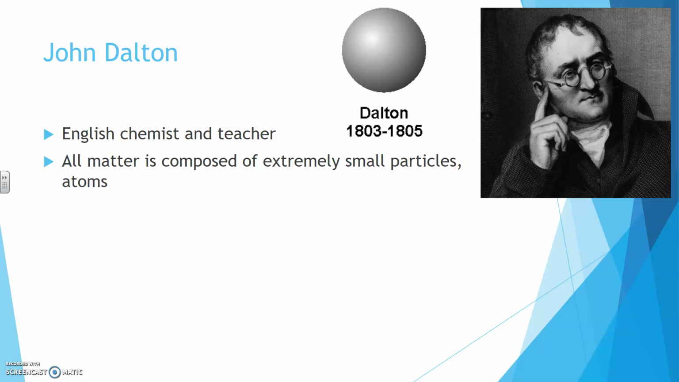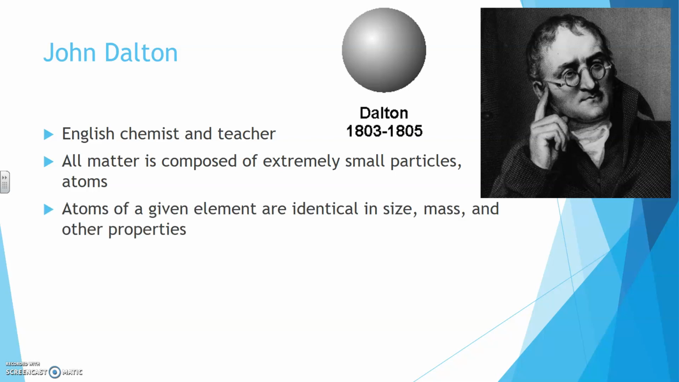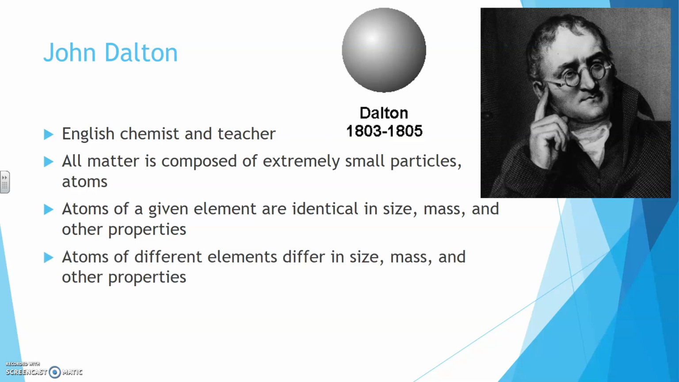Okay, so his model is almost identical to Democritus's model, except he started adding in some more details. Atoms of a given element are identical in size, mass, and other properties. It's technically correct in some ways and incorrect in others, but we'll get into that as we go along. Atoms of different elements differ in size, mass, and other properties. Okay, so that is relatively correct.